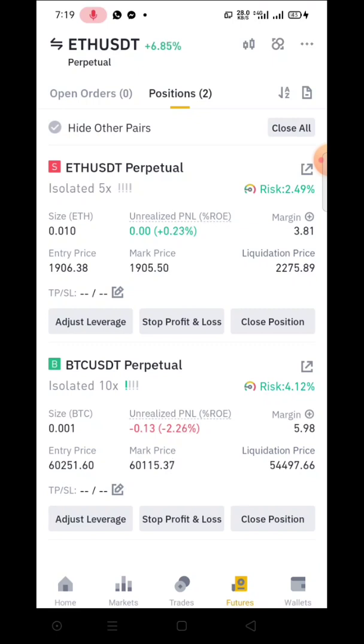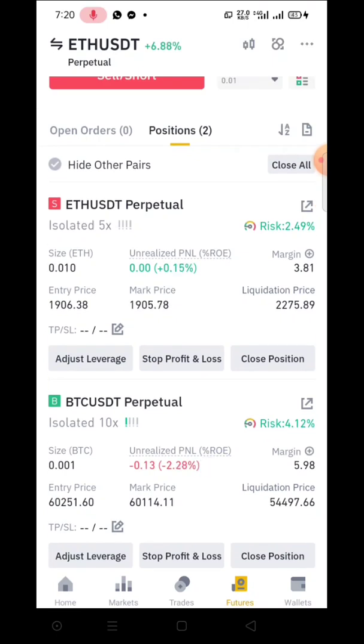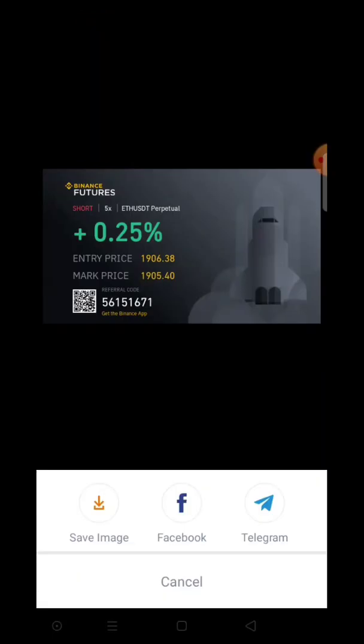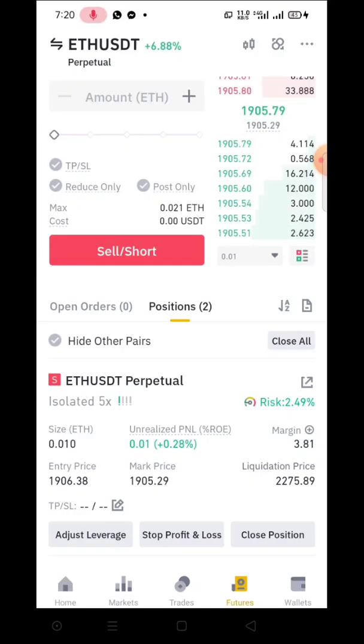Although I bought for long, I can cancel this order and reorder it again, but I'm not going to cancel it. Let's see what happens. Now like this order, you see I'm making profit. I've made 0.26 profit. When you click on this arrow, it shows you 0.25 profit. This is all you need for now to start trading futures.